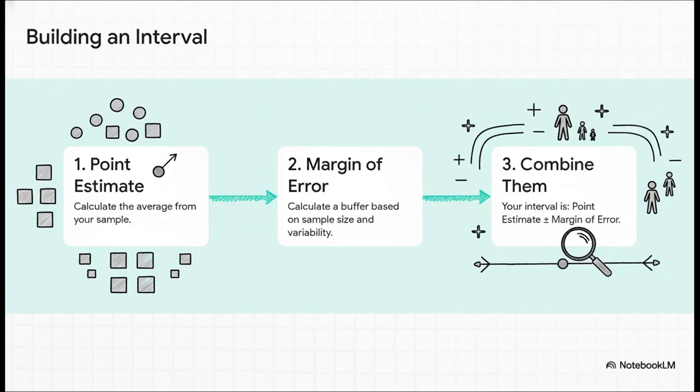Well, conceptually, it's actually pretty simple. You start with your point estimate. That's the average you got from your sample. Then you calculate a margin of error, which is basically a buffer zone that depends on how big your sample is and how much variety is in it. Your confidence interval is just that simple. It's your estimate plus or minus that margin of error.